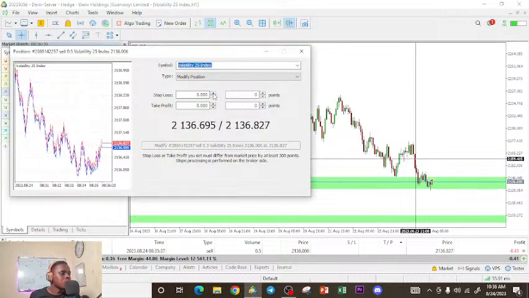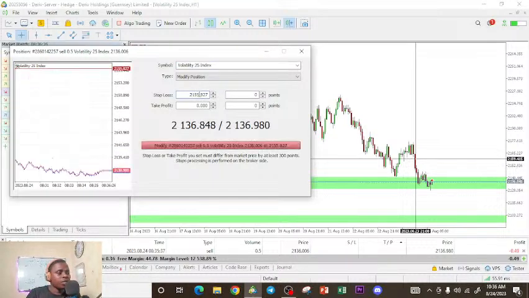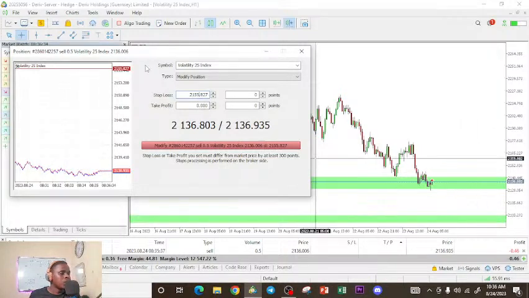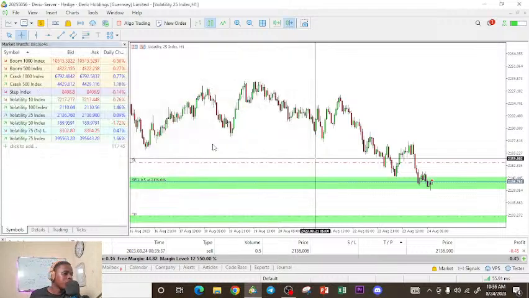21.55.54. So 21.55, just like this. And then my first take profit is gonna be 21.02. So let's do 0.155. So modified, right? So this is how the trade is going to be looking like.